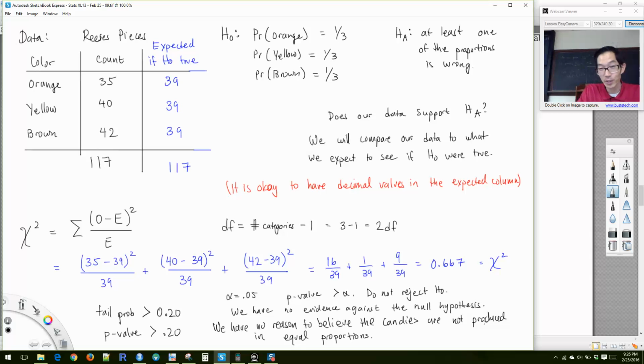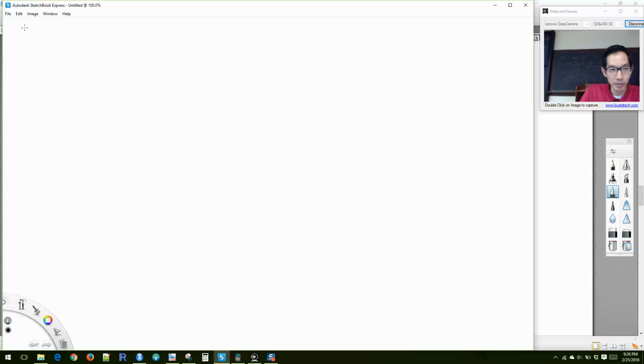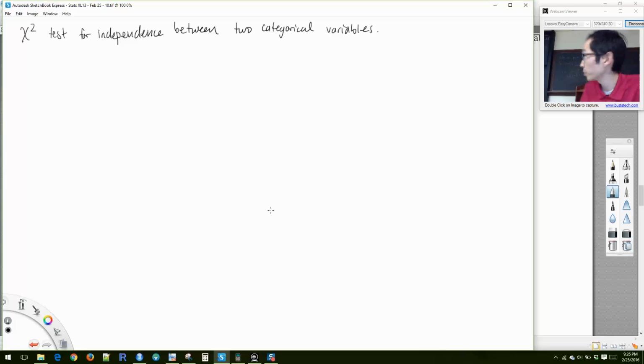Well, if we're feeling okay with this, I'm going to move on, and we'll cover chapter 10, which is going to be the chi-squared test for independence between two categorical variables. We often just abbreviate it the chi-squared test for independence. The key difference between the chi-squared goodness of fit test and the chi-squared test for independence is that this test looks at two categorical variables to see if there's a relationship between them.